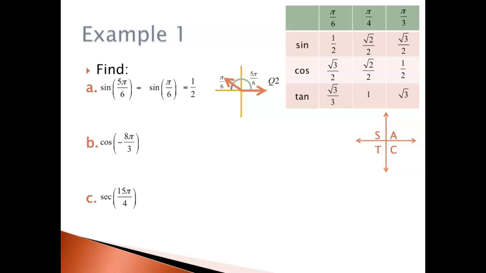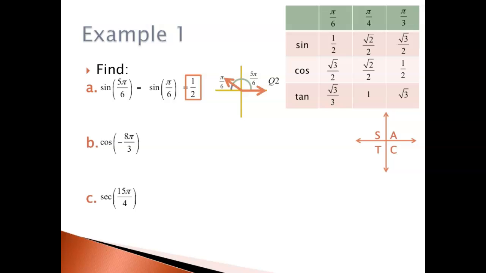So sine of 5 pi over 6, rather than trying to find what that answer is, we can use the reference angle, sine of pi over 6. And because it's in quadrant 2, we know it's also going to be positive. So this answer is 1/2. Now, if we had something that was in a different quadrant that was negative, then we would just attach a negative onto that.